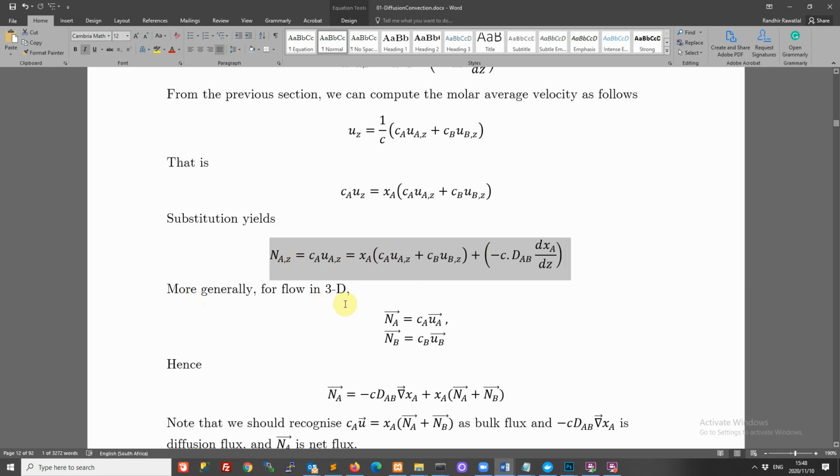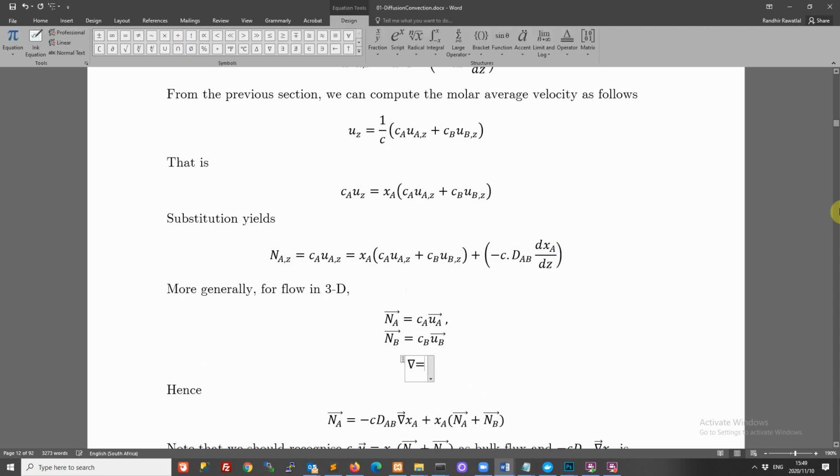We want more generally a flow in 3 dimensions. So instead of just in one direction Z, we'll go back to the vectorized form. So we can rewrite molar flux of A as a vector, and we can rewrite UA as a vector. So that's our flux there. And then we can expand on this side also. So we can say that's equal to, and then here x is of course a scalar, but now for z we are considering all directions. So instead of d/dx, d/dy, d/dz, I'm just going to explain here this operator del.